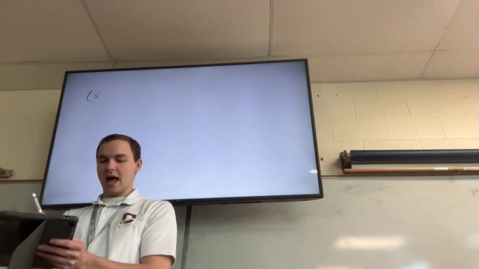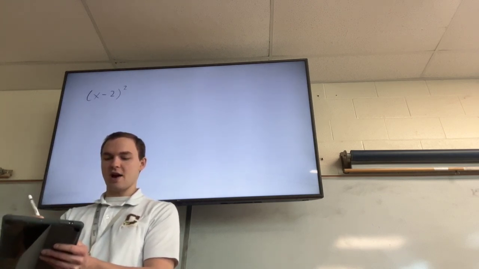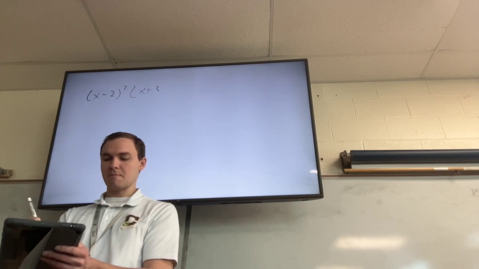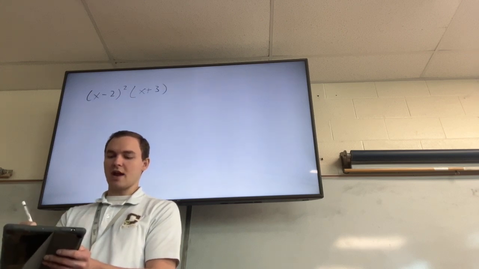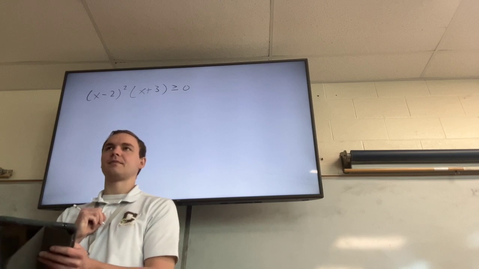Addendum to Chapter 8, Section 4 notes on polynomial inequalities. Okay, we're going to talk about what happens when you have a bounce in your graph. So first problem I want us to go over: x minus 2 quantity squared times x plus 3, greater than or equal to 0.